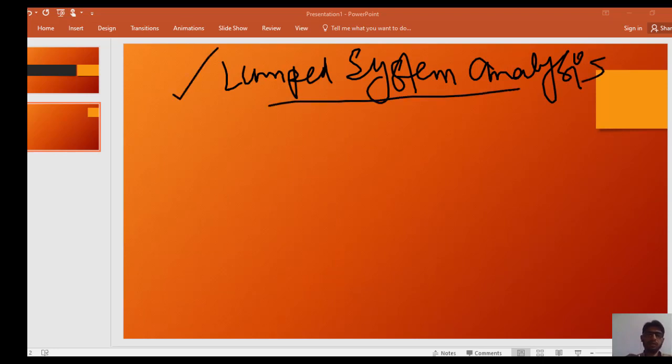In the previous chapter we discussed the steady state heat conduction equation. We used Fourier's law of heat conduction and Newton's law of cooling. We used the heat conduction equation for cylindrical systems, spherical systems, and the Cartesian coordinate system. In this lecture we will discuss transient heat conduction.